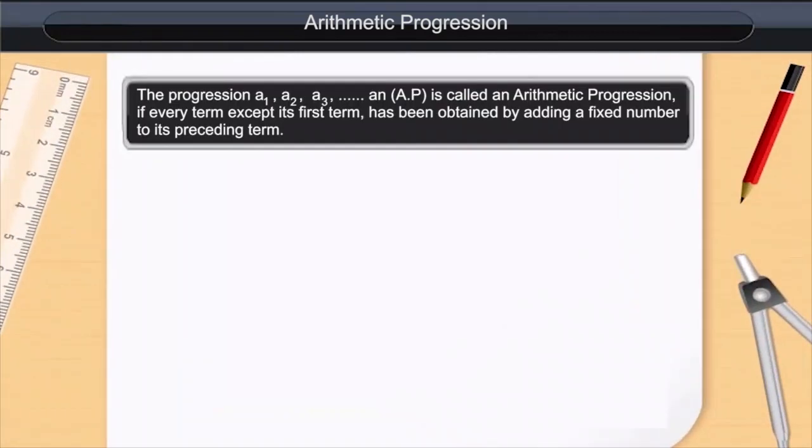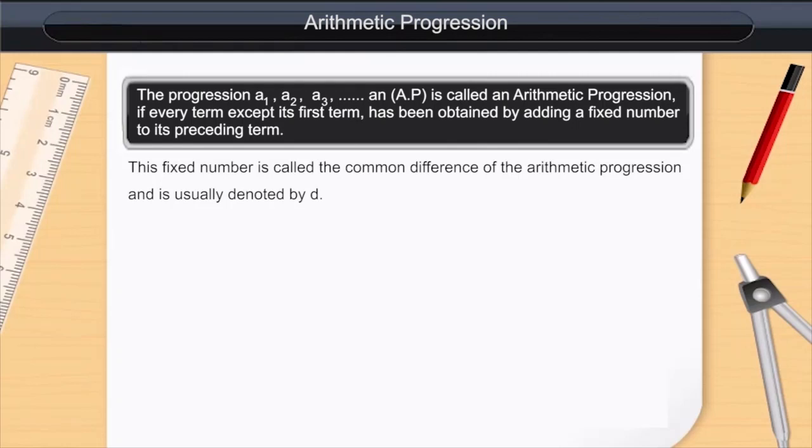Arithmetic progression. The progression A1, A2, A3 and so on till AN is called an arithmetic progression if every term except its first term has been obtained by adding a fixed number to its preceding term. This fixed number is called the common difference of the arithmetic progression and is usually denoted by D.